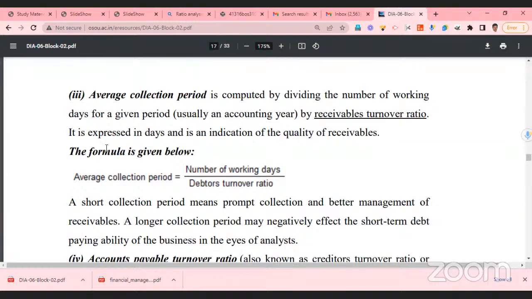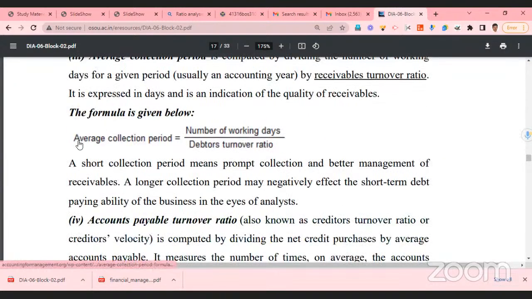So here, when you are calculating the receivables turnover ratio, we now go for the average collection period. It is the number of working days divided by the debtors turnover ratio. The number of working days is 365 days, or sometimes the exam considers it as 360, so you can take 360. A short collection period means prompt collection and better management of receivables. A longer collection period may negatively affect the business's ability to pay short-term debts. So we always prefer early collections.